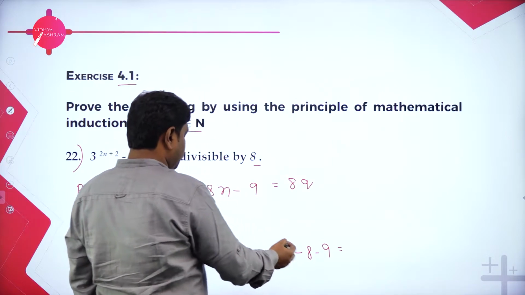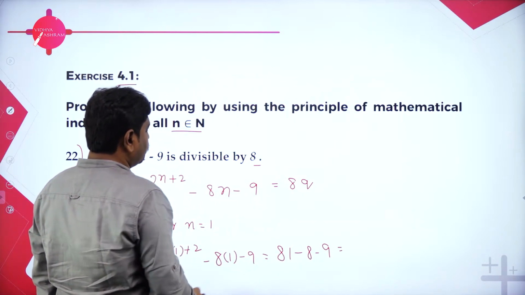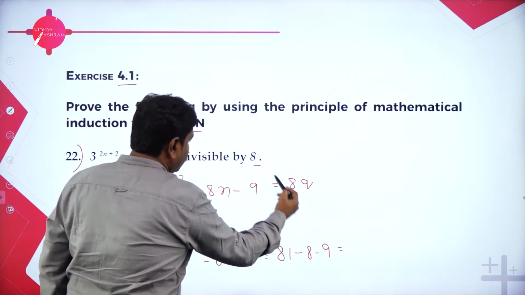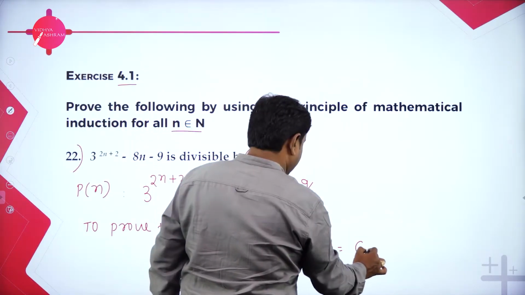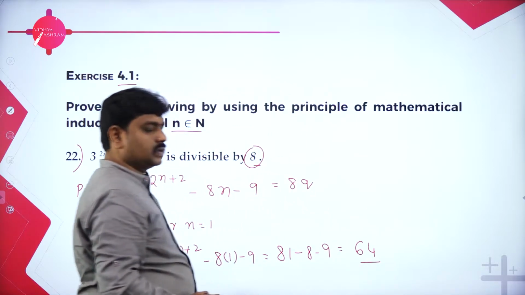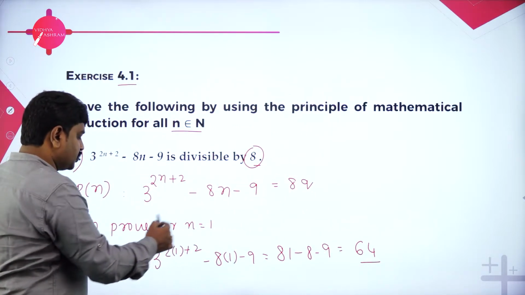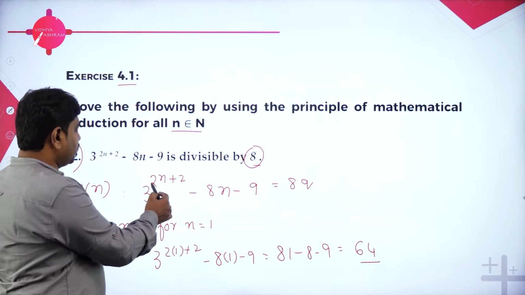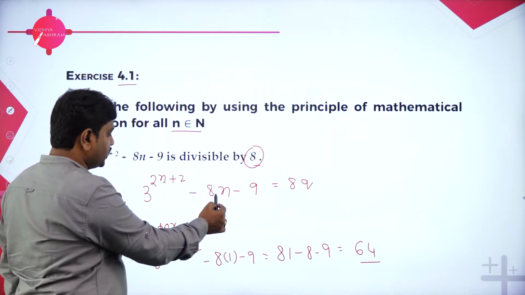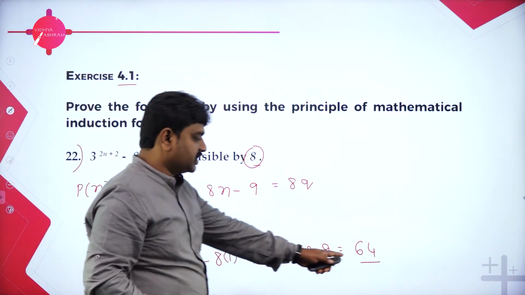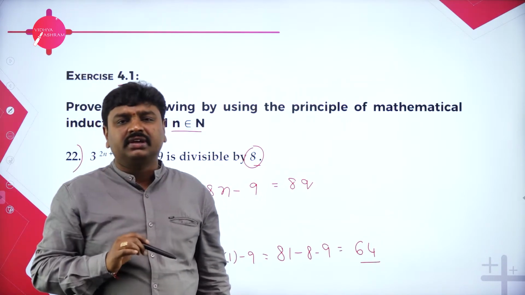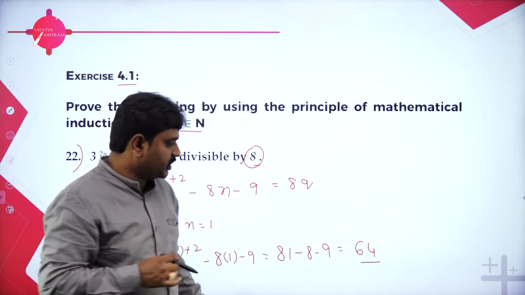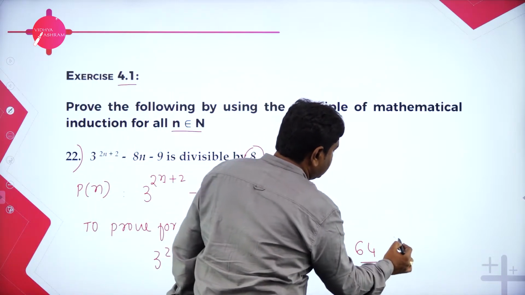When you subtract, check the number you get. That should be divisible by 8. They gave that, so we'll see. Subtract, you will get 64. So in the place of n, I have substituted 1, so it becomes 3 power 2 into 1 plus 2 minus 8 into 1 minus 9. You will get 64. My question to you, is 64 divisible by 8? Yes, 8 8s are 64. So therefore 64 is divisible by 8.